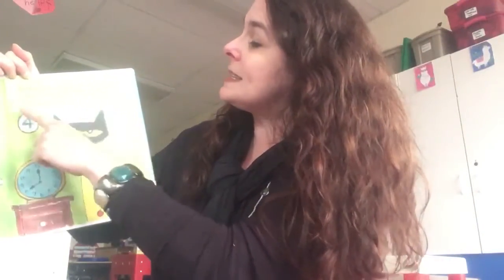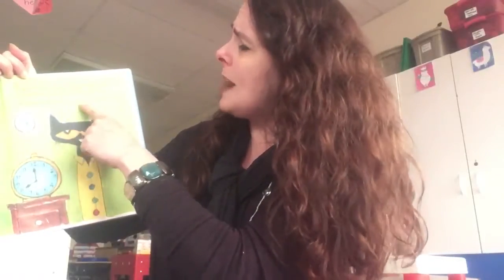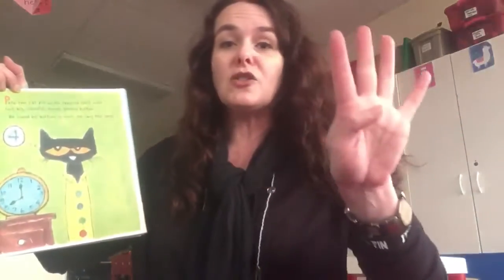Pete the Cat put on his favorite shirt with four big, colorful, round, groovy buttons. He loved his buttons so much, he sang this song. So he started with four buttons.